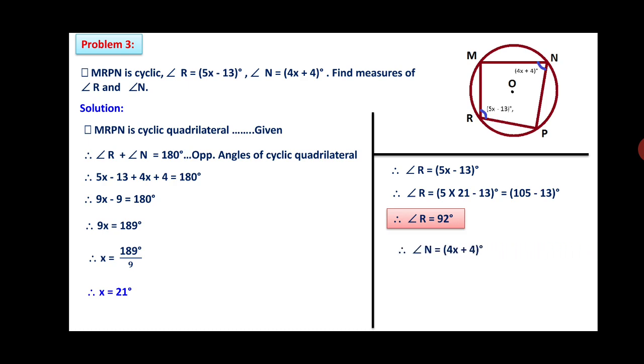Next, we will see angle N, which is equal to 4x plus 4. Now, substitute the values. Therefore, angle N is equal to 4 into 21 plus 4. 21 into 4, 84, plus 4. Therefore, angle N is 88 degrees.